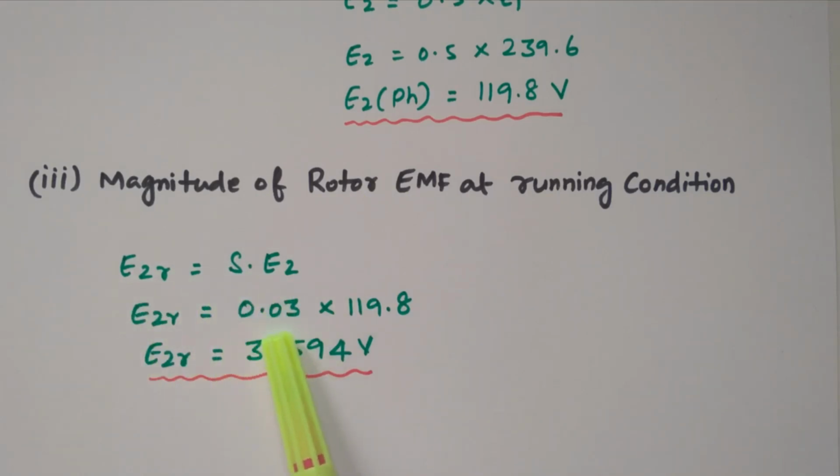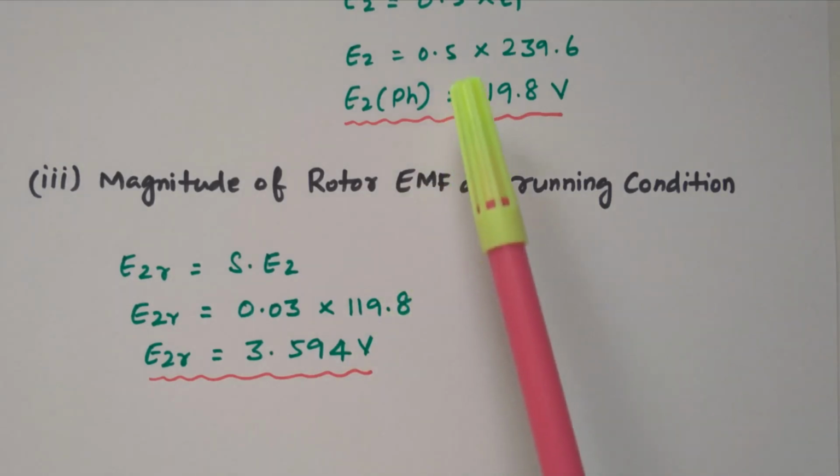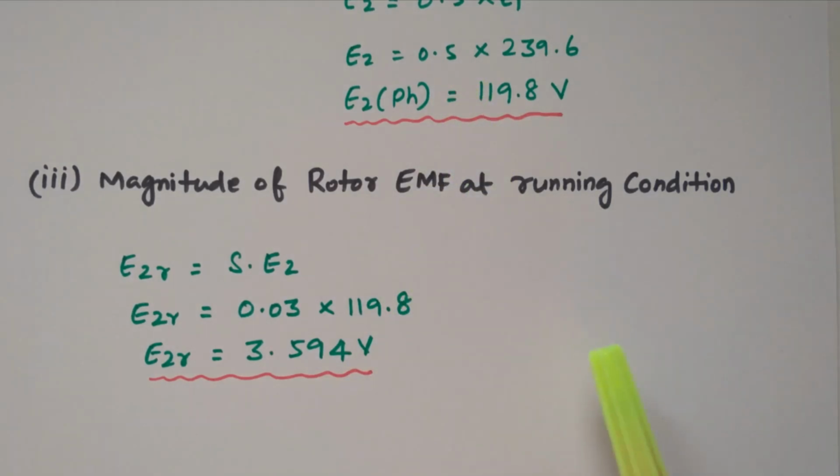So, S is given as 0.03, 3%, into E2, under standstill we calculated 119.8. By multiplying this we got 3.594 voltage. The magnitude of the rotor EMF under the running condition is 3.594. Now, we calculated all the parameters: frequency of the rotor under the running condition, and magnitude of rotor EMF under the standstill condition and running condition.